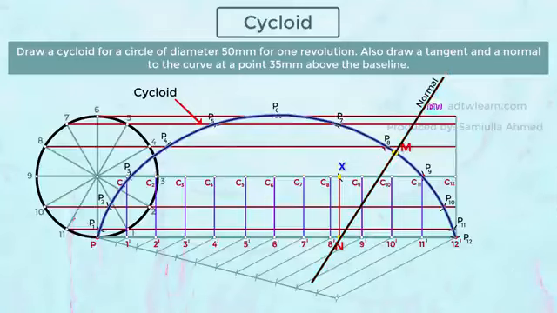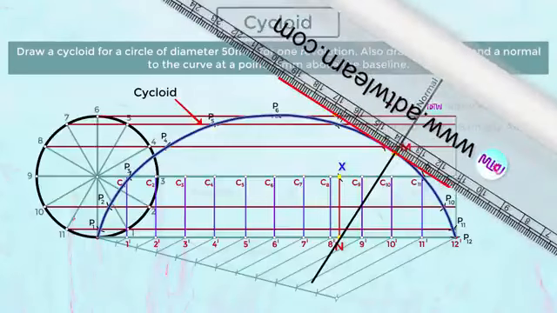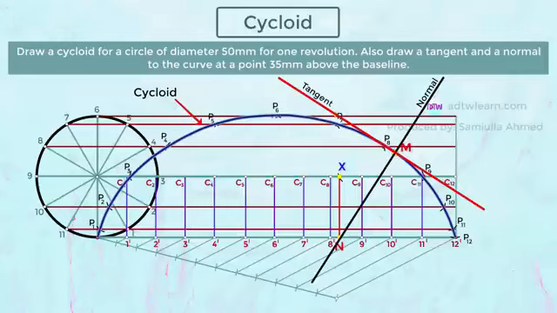Now, draw one line perpendicular to this normal line. This will be the tangent to the cycloid curve. Remember, the angle between the normal and the tangent line should be 90 degrees. To do so, take a protractor, keep it like this aligned. Mark the point. Now draw a line passing through these 2 points. This is the tangent to the curve.